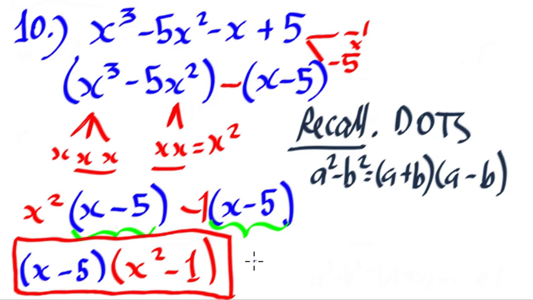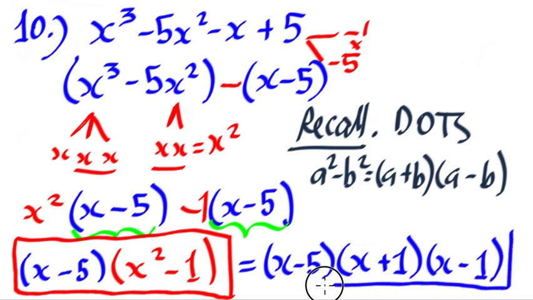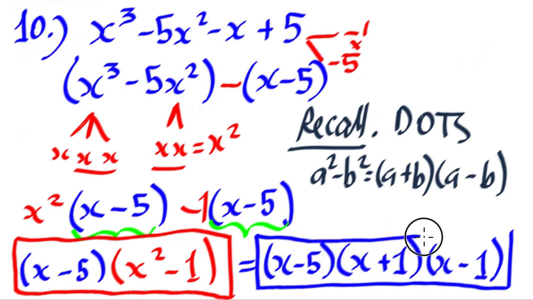If we do that, this can be rewritten as x minus 5 times the quantity of x plus 1 and x minus 1. And that will be the answer for our number 10. Again, by commutativity, you can always change the order of these groupings.